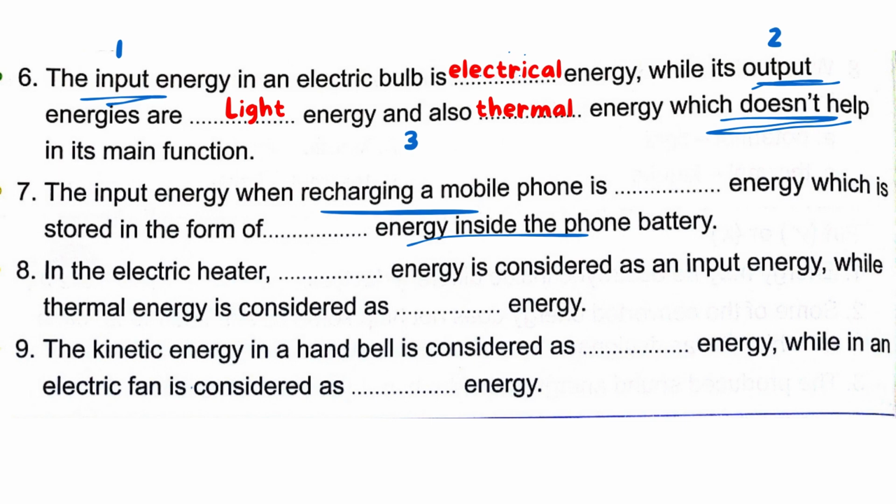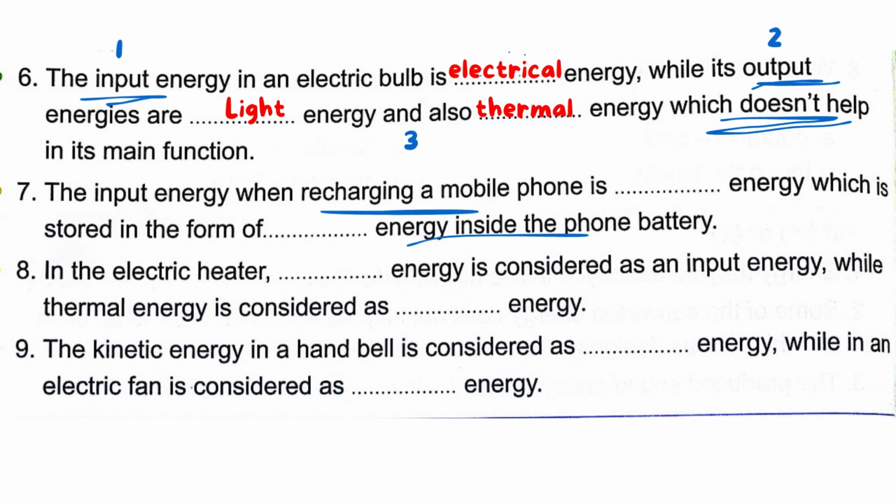So here the arrangement is very important, as the answer will be: the input energy in the electric bulb is electrical energy, while its output energies are light energy and also thermal energy, which doesn't help in its main function. Okay, let's move to the other question we have here. The input energy when recharging a mobile phone is what energy? And it is stored in the form of what energy inside the phone battery?